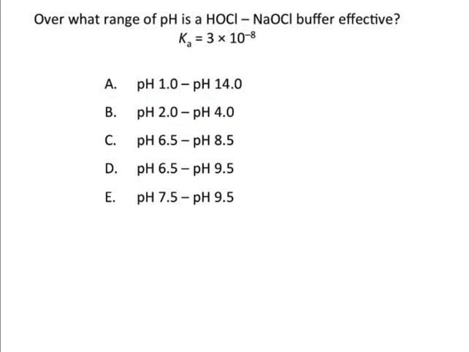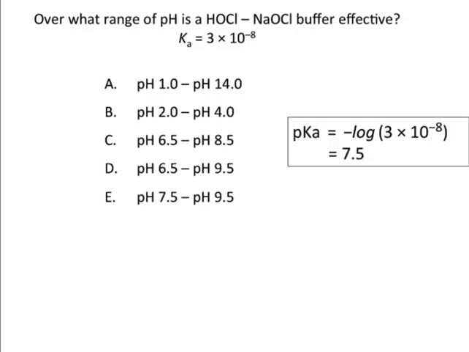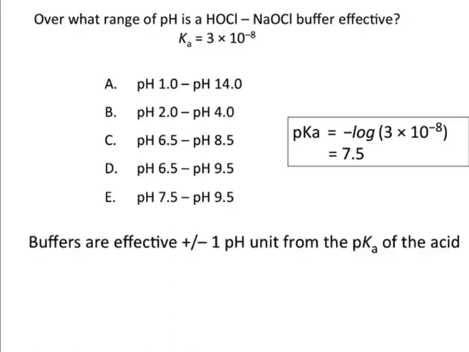All right, this one will be your pre-quiz question, so give it a shot. And hopefully after you've already chosen your answer, let me tell you this. The pKa of hypochlorous acid and sodium hypochlorite, that buffer, okay, so you determine the pKa of the whole thing based on the acid, and that's 7.5. And remember that buffers are effective plus or minus 1 pH unit from the pKa of the acid. So you can use that to figure out how to answer this problem, but hopefully you already did that.